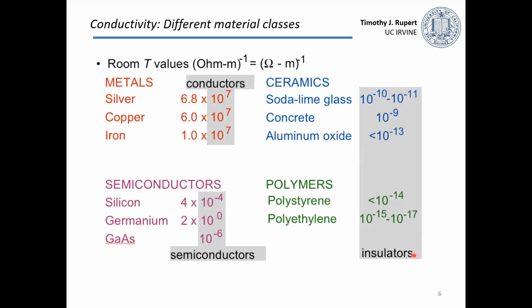So just to orient ourselves, let's think about these different material classes that we've been talking about. We've been talking about metals and ceramics and polymers.